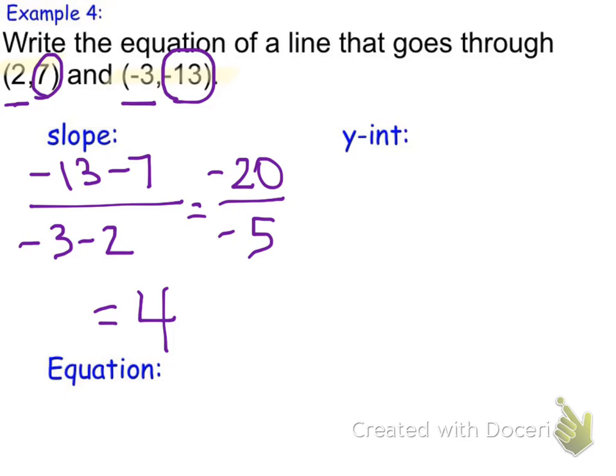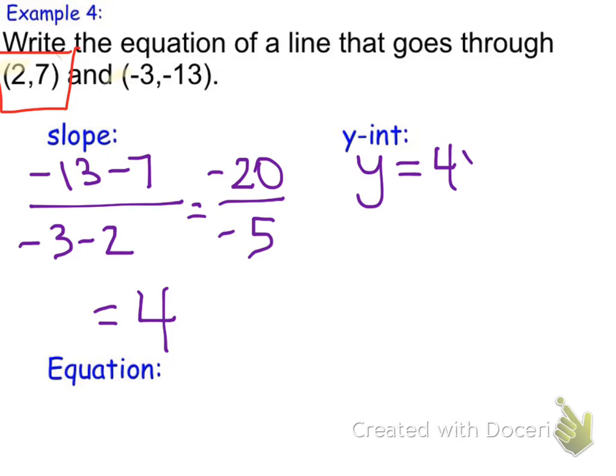Now that I have positive 4, I can go ahead and plug that in to my equation as my slope and find the y-intercept just the way that we did in examples 2 and 3. Now you notice we have 2 points here, (2, 7) and (negative 3, negative 13). So which one do we have to use to plug in to find the b? It doesn't matter. I'm going to pick (2, 7). You could also use (negative 3, negative 13). Either one works. So we'll start with y equals mx plus b, and we'll put that 4 in for the slope.